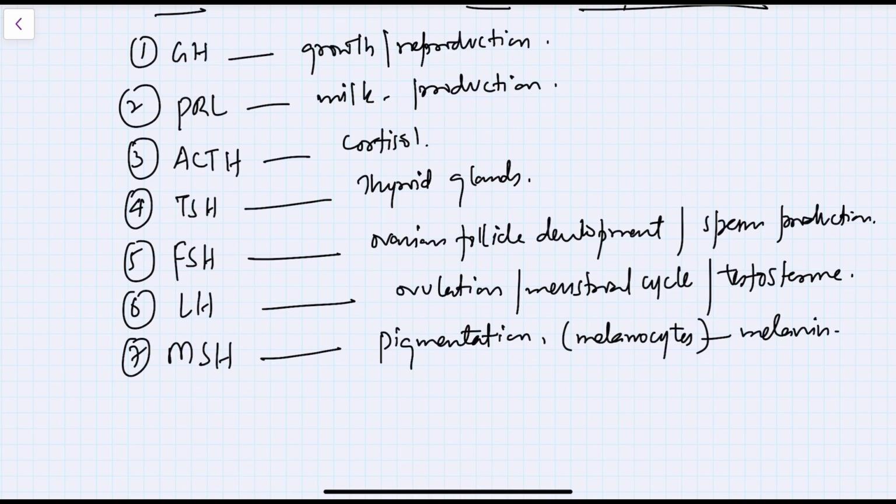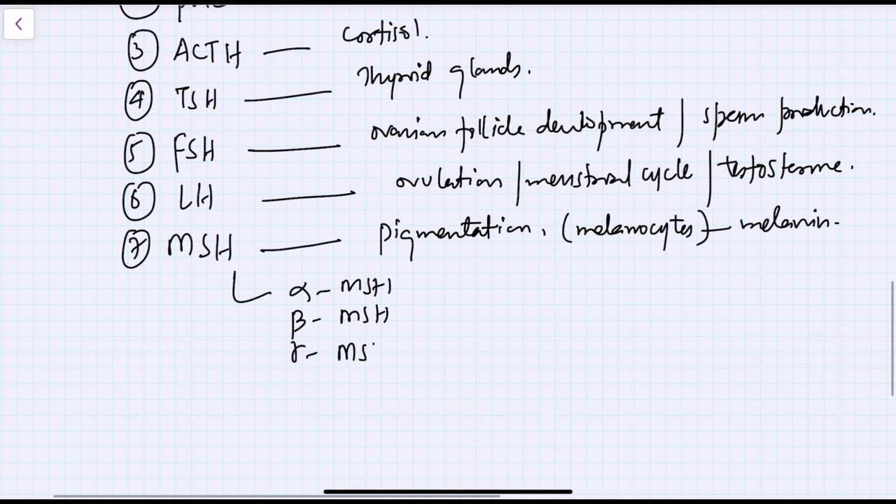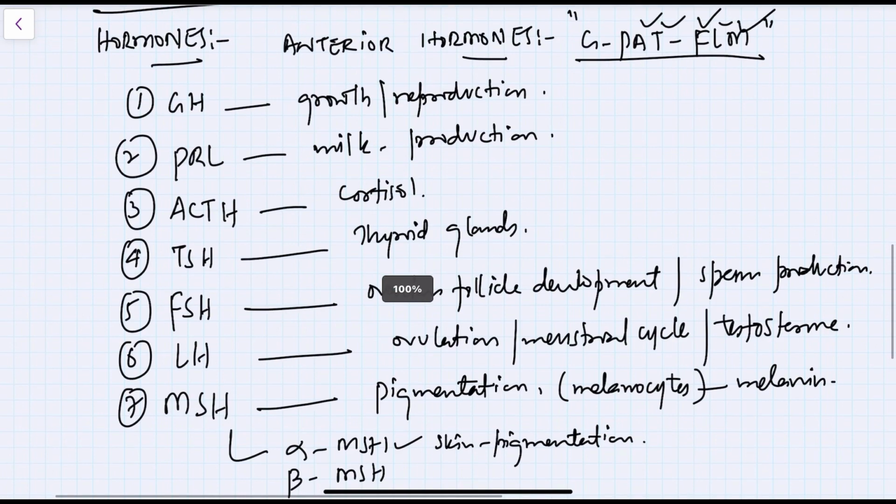And there are different types of MSH, or melanocyte stimulating hormone, including alpha MSH, beta MSH and gamma MSH. Each of these has slightly different functions. The most well-known form is alpha MSH, which is more involved in regulating skin pigmentation. Others also have roles in skin pigmentation, but alpha MSH is the most well known. So now the anterior pituitary hormones are all done.